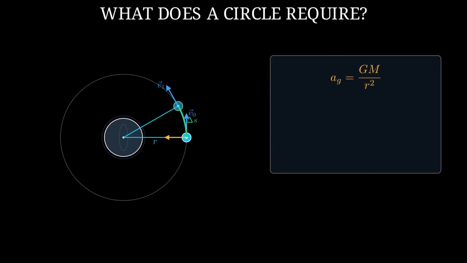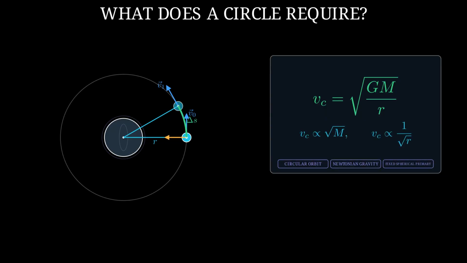Gravity supplies inward acceleration with magnitude the gravitational parameter divided by radius squared. Circular geometry requires inward acceleration with magnitude speed squared divided by radius. For the same amber arrow to satisfy both descriptions, those two magnitudes must be equal. Solving that equality gives the circular speed as the square root of the gravitational parameter divided by the radius. A more massive primary requires a larger circular speed.